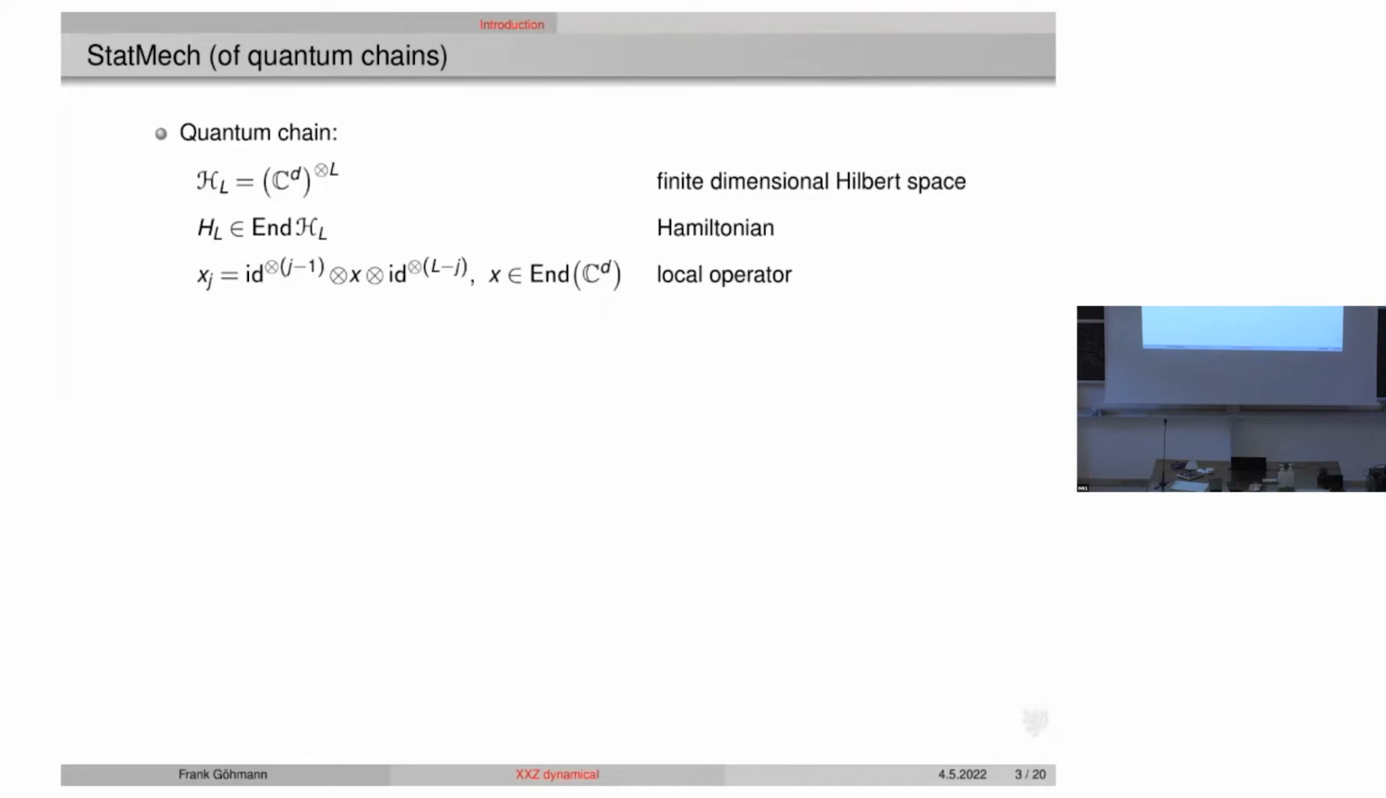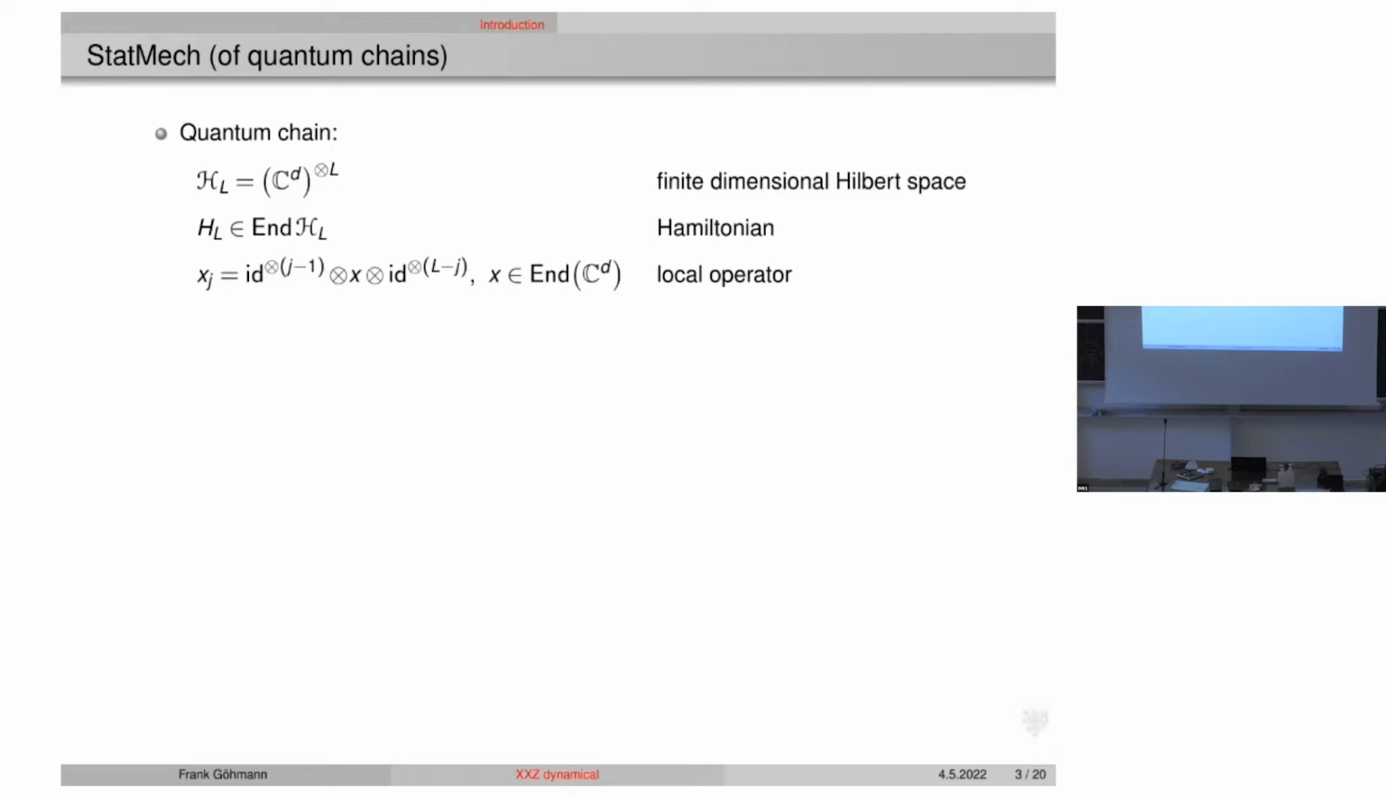So the dynamics on this space is just generated by a Hamiltonian, some Hermitian operator acting on this space, which is, say, a tensor product of finite dimensional spaces, and we can define local operators which act as an endomorphism X just on one of the factors in this tensor product. Of course, you can also have local operators of longer lengths, where you have non-trivial action on 2 factors or 3 factors and trivial action by identity on the other factors.